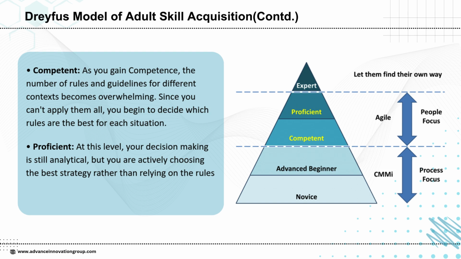The fourth stage is the proficient stage. Here, decision-making becomes stronger and more intuitive. While it still involves analysis, the learner is no longer mechanically following rules. Instead, they actively choose the best strategy based on experience and judgment. At this level, learners develop a deeper understanding of their field and can adapt strategies to fit different situations, making their performance smoother and more effective than before.